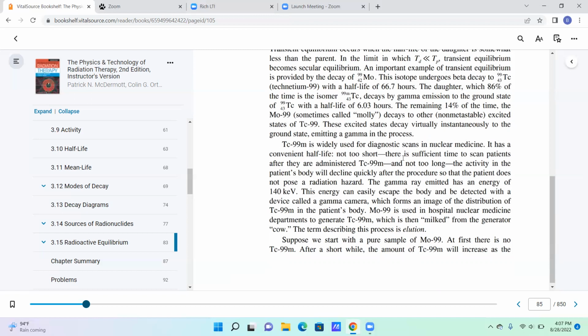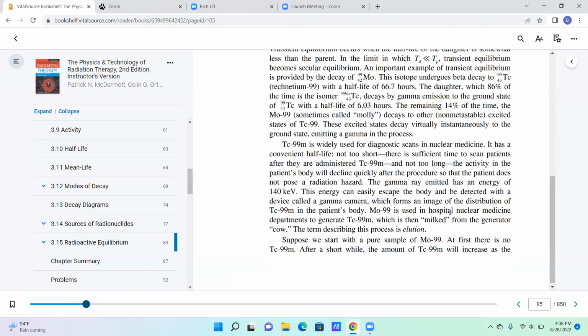The metastable technetium is widely used for diagnostic scans. It has a convenient half-life, not too short. There's sufficient time to scan patients after they're administered the technetium, and not too long. The activity in the patient's body will decline quickly after the procedure, so that you do not pose a radiation hazard. The gamma ray emitted is 140 keV. This energy can escape the body and be detected with a device called a gamma camera, which forms an image of the distribution of the technetium-99 in the patient's body.